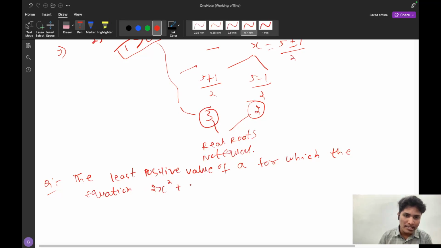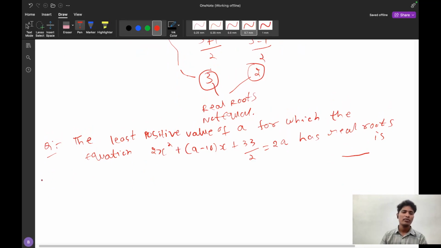2x square plus (a minus 10)x plus 33 divided by 2 is equal to 2a has real roots. You have to understand the question. What is the question demanding? The least positive value of a. So if you want to solve any question in JEE Mains Mathematics, simply understand one thing: read step by step. Here the first line I already read. What I understand is that the value you are finding for a should be positive. So a is equal to a positive value.